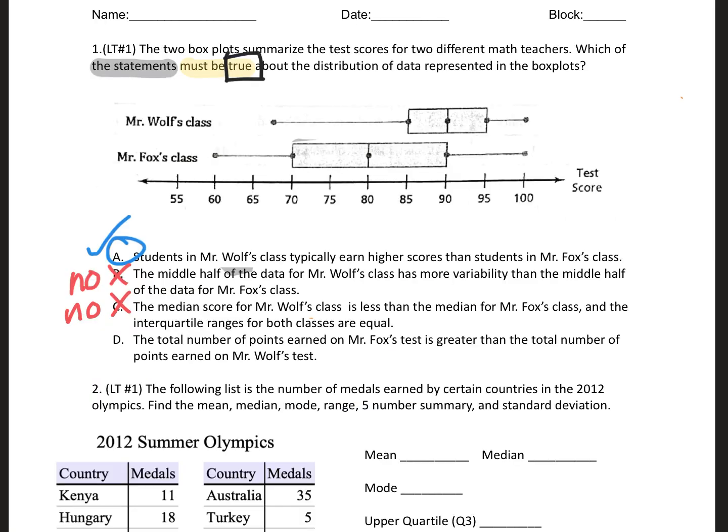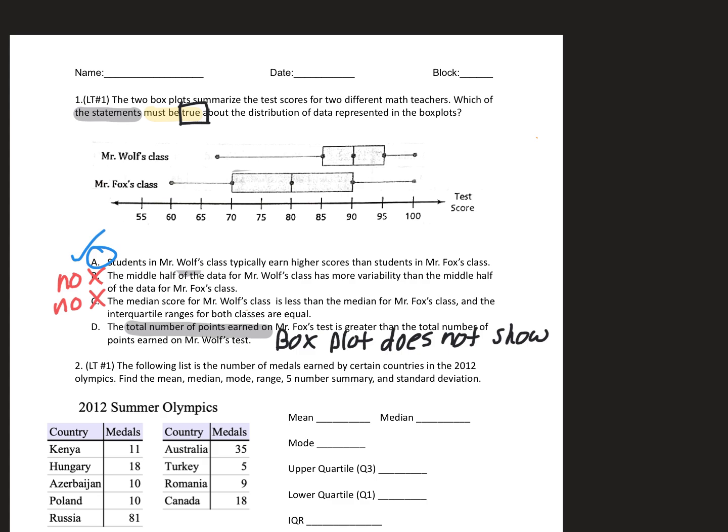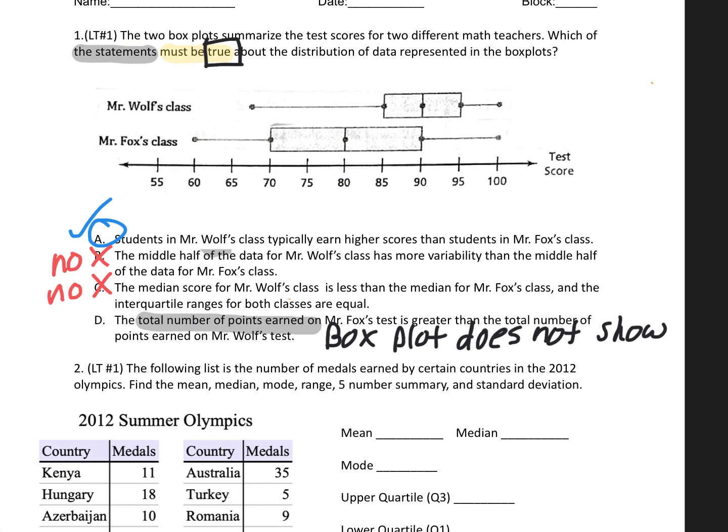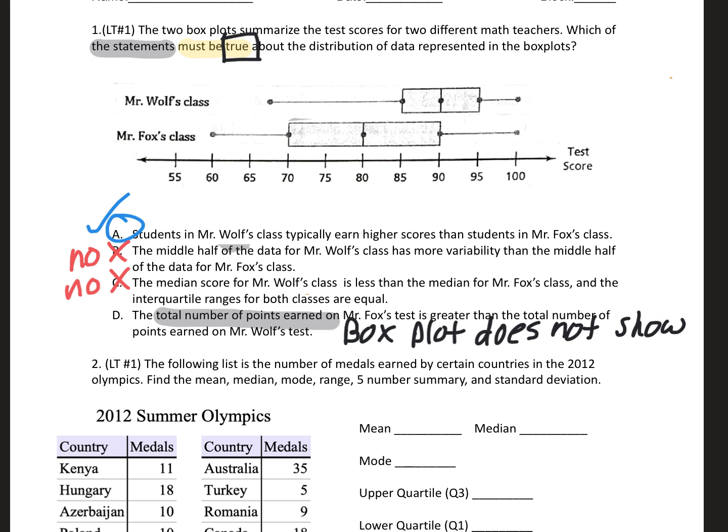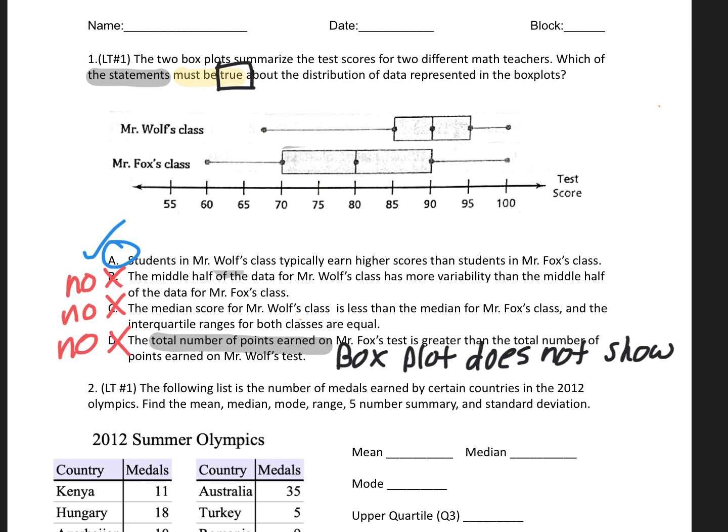Finally, option D talks about the total number of points earned. On a box plot, there are individual student scores that are represented by the box plot, but the point of a box plot is just to provide a summary of all of the numbers in one graph, and a box plot does not show the individual number of points. So you cannot figure that out from looking at a box plot. Therefore, answer D is also a no. So option A is the only correct answer.